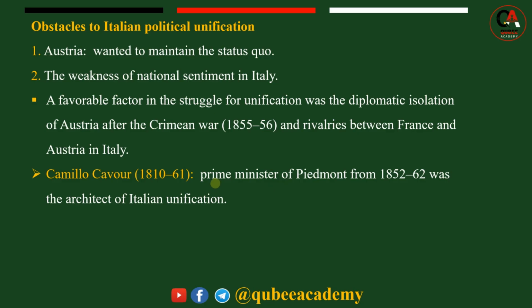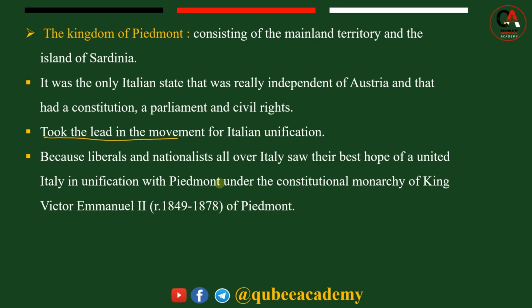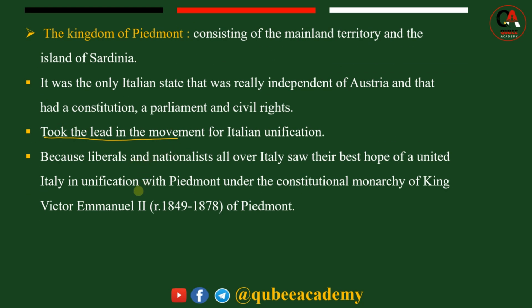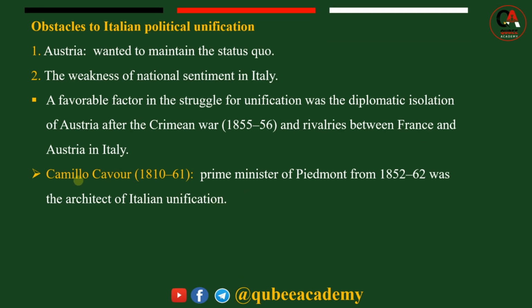Victor Emmanuel II, King of Piedmont. This person called Victor Emmanuel was the king of Piedmont from 1849 up to 1878. Under him, another person was appointed, a person called Camillo Cavour. Camillo Cavour, Prime Minister of Piedmont from 1852, was the architect of Italian unification.